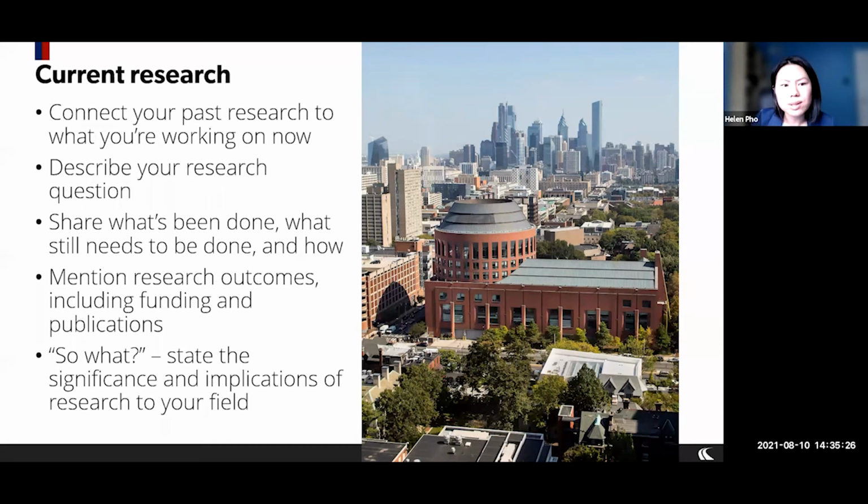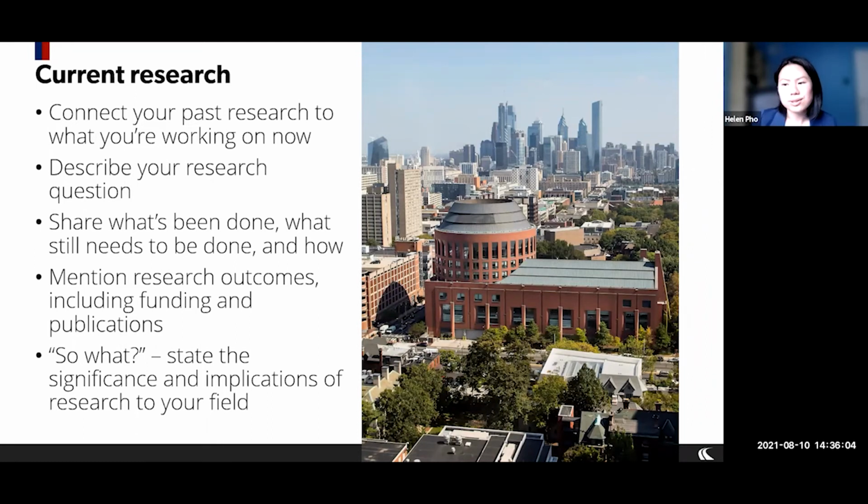Because it is ongoing research, you can share what has been done, what still needs to be done, and also how. So that's about the methodology and the approach. So same thing with mentioning research outcomes. If you've done part of the research already and it's yielded one publication or one conference presentation, you can talk about that. If there's still more to do, you can gesture towards what you will be doing, where you will be publishing, with the remaining research that needs to be done.